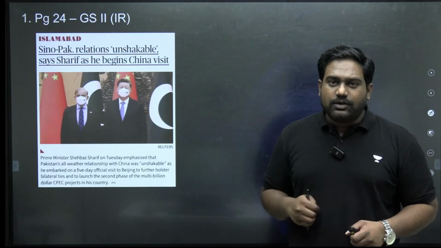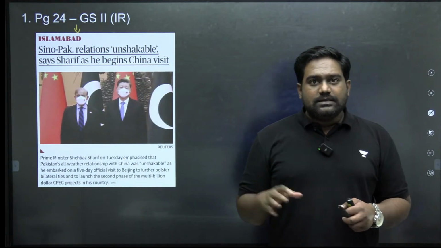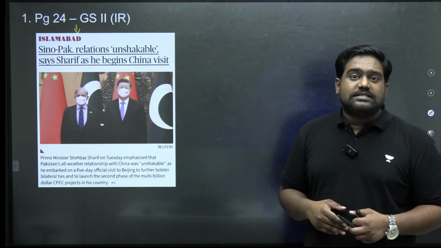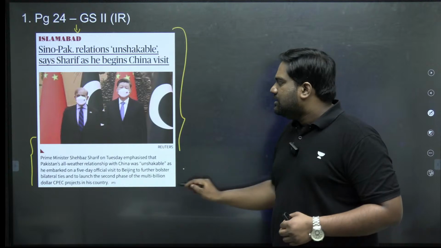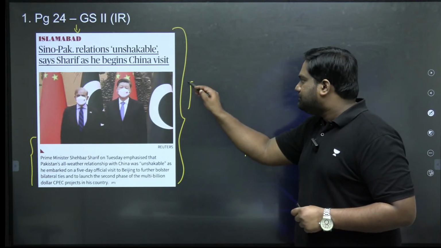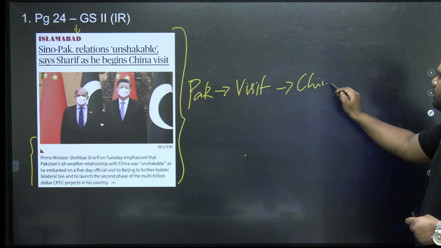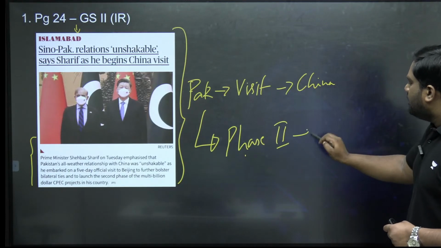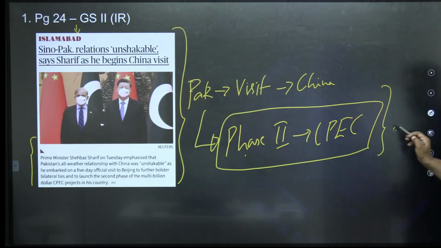Now let's start with the discussion by looking at this small article from page number 24. This is from the international edition. This small article refers to the visit of Pakistani Prime Minister to China. According to the article, Pakistan's Prime Minister Shehbaz Sharif has paid a visit to China, and according to Pakistan, the focus of this visit is to inaugurate the second phase of the CPEC project. That is what Pakistan has claimed.